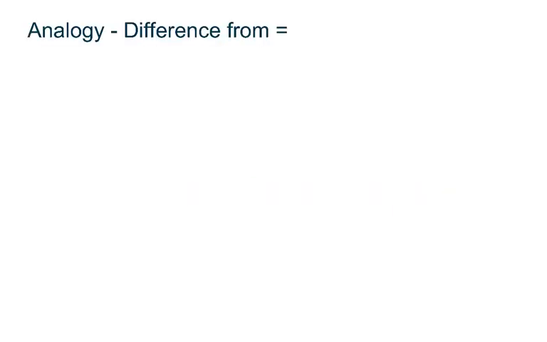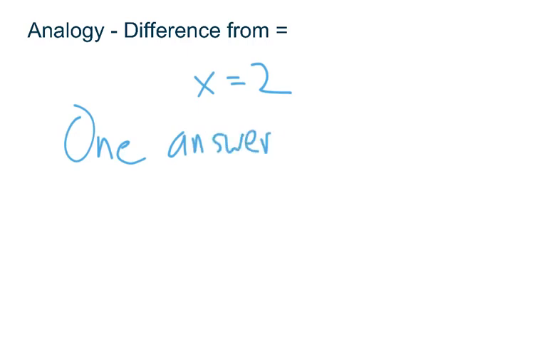I want to start off by making an analogy and explaining the difference from equals. If we take something like x equals 2, we've put ourselves into a box, which you can label as a one answer box. Our one and only answer can be x equals 2. That's it. Now, when we say something like x is less than 2, we now have many possible answers.